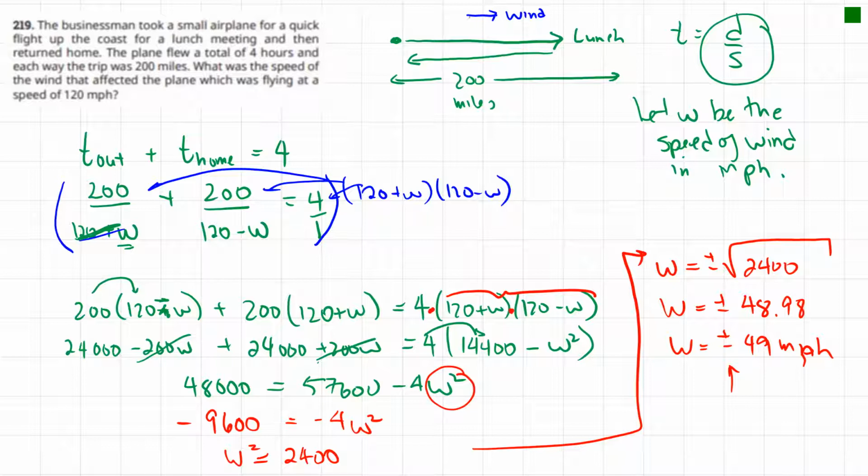In other words, it could be helping him on this end and hurting him here, or the other way around. We don't know exactly which way the wind is blowing, so both answers are actually right with the plus or minus. You can't reject either of them.